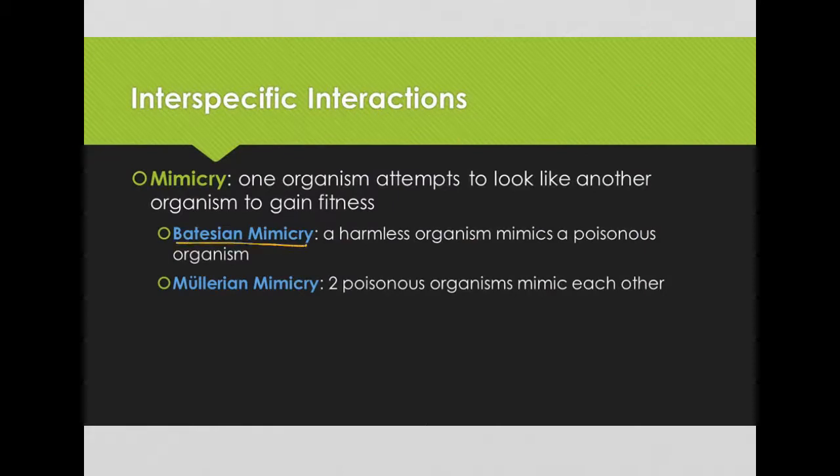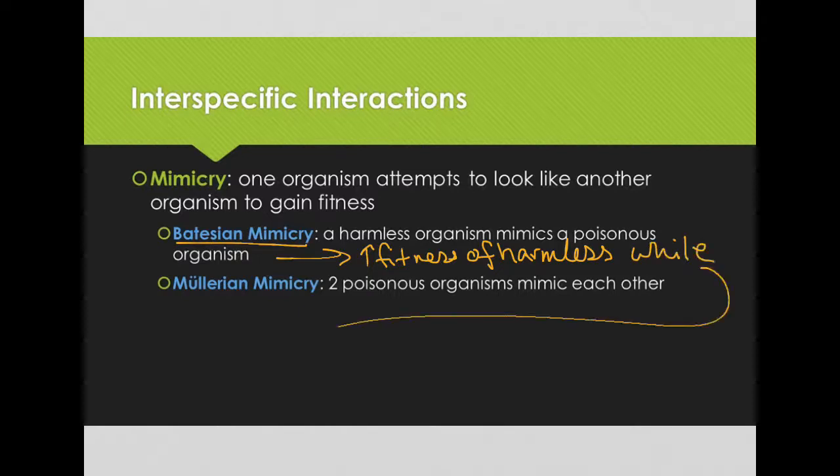There's Batesian mimicry, where a harmless organism mimics a poisonous one, in which case this increases the fitness of the harmless organism, while, I'm going to continue this down here, decreasing the fitness of the poisonous organism.